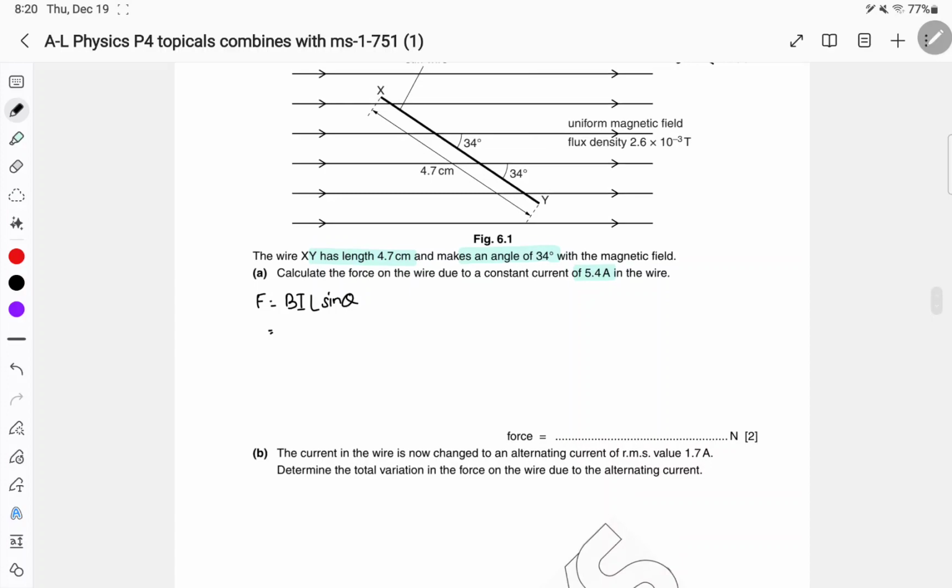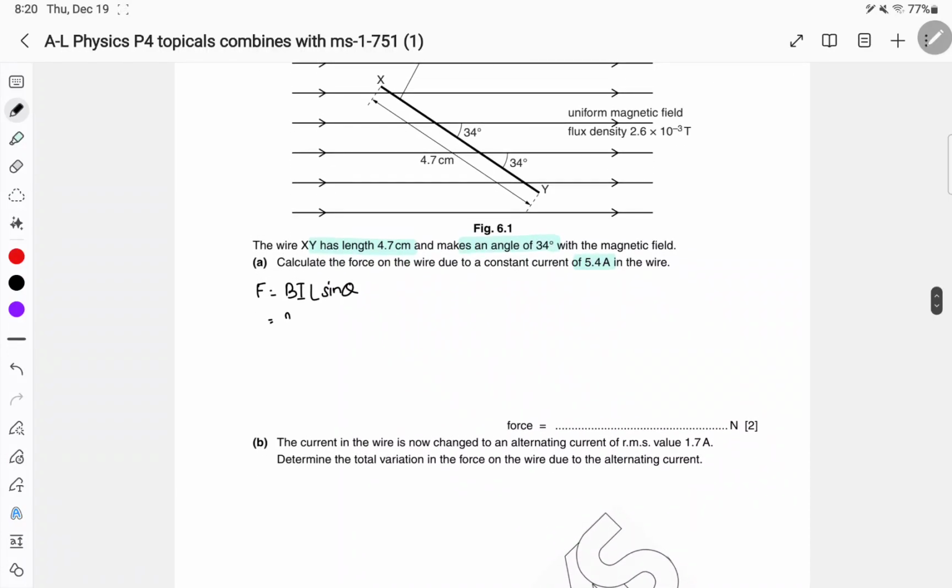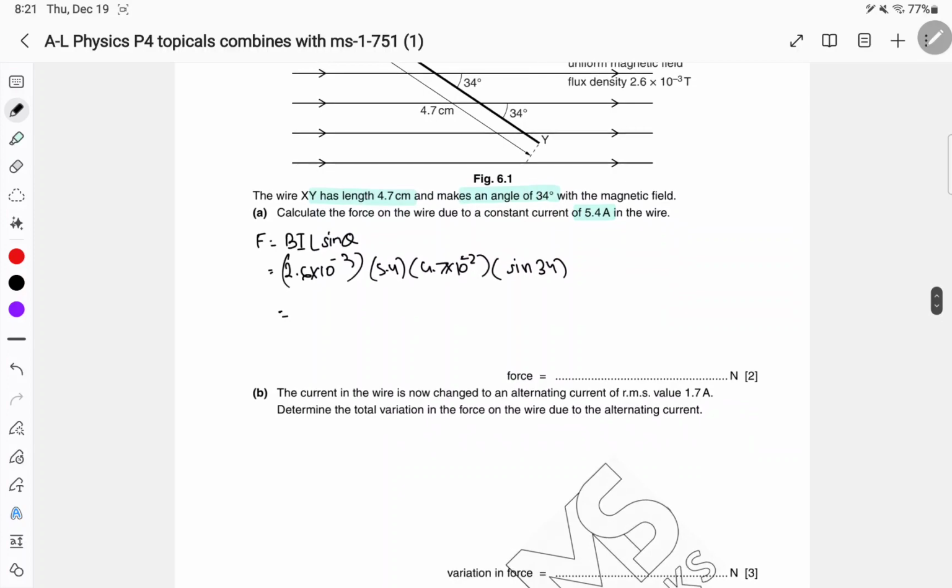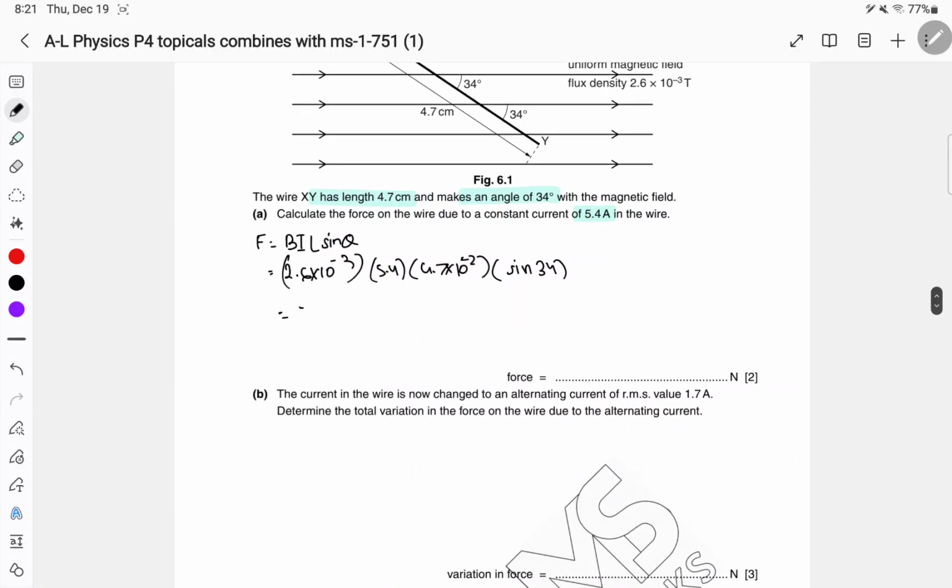We will just substitute the values: 2.6 × 10^-3 for a current of 5.4 amps, for a length of 4.7 centimeters, which is 4.7 × 10^-2, and sine 34. It will give a value of force 3.69 × 10^-4 Newton.